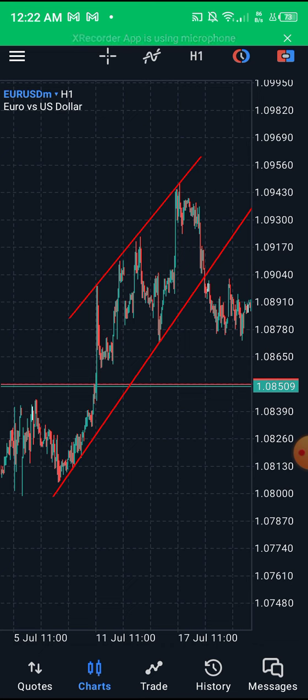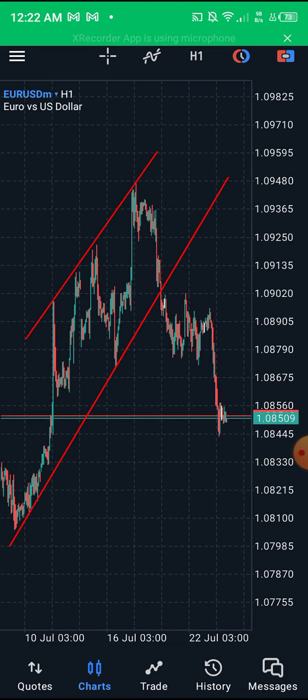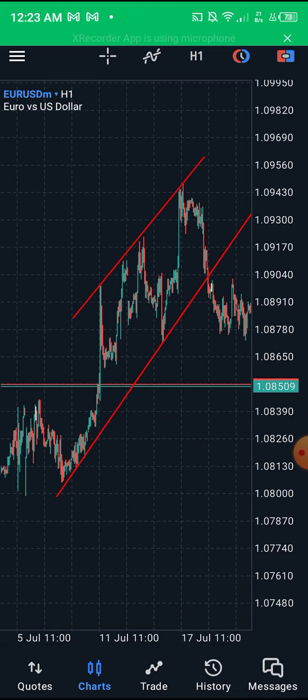Draw your line on it, duplicate it, and make sure you drag it to perfectly fit into any of the lows below the highs. Now, if your line does not fit perfectly in the lows that form that high, avoid it.